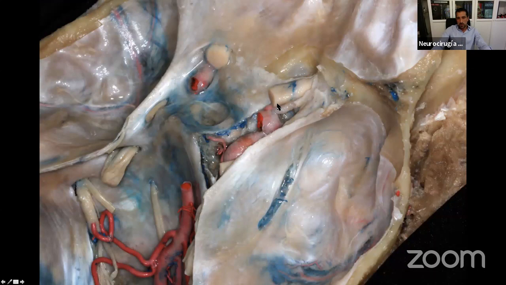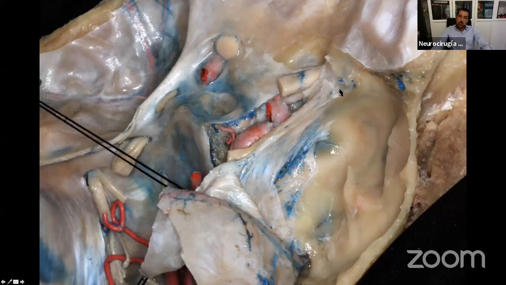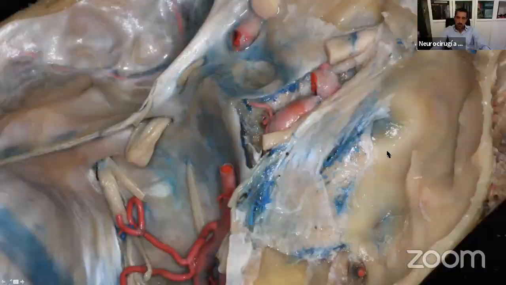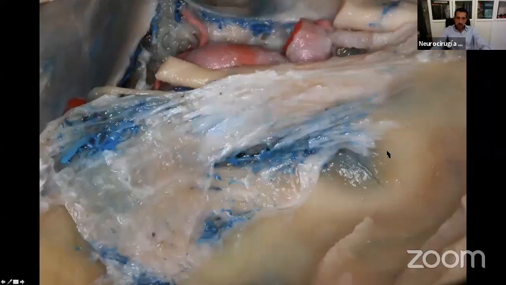And now we can see how the roof is totally dissected, and we are going to start peeling the middle fossa to identify all cranial nerves running through the lateral wall and all the bony structures of the middle fossa. So we will show you how to peel the dura of the middle fossa starting close to the anterior clinoid process. And once you peel all this dura, you start to visualize some neurovascular structures.